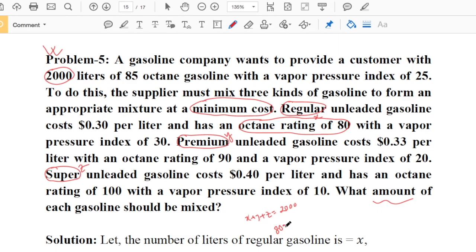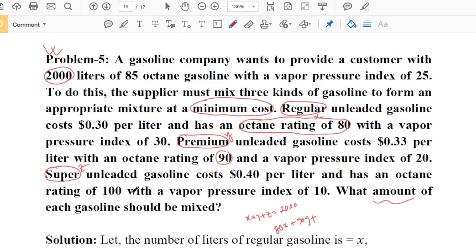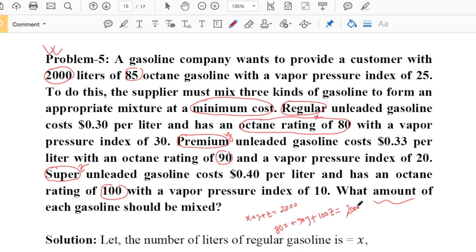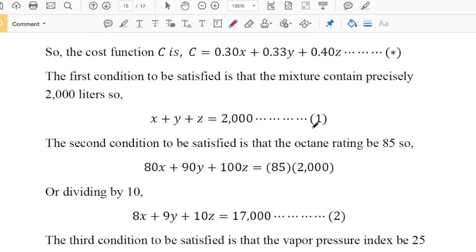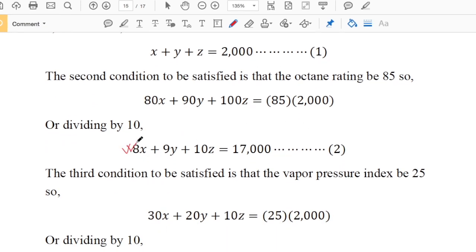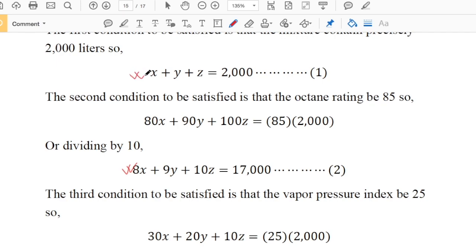Second equation will be 80x plus octane rating for the premium one, 90, so it will be 90y, plus octane rating for the super one, 100, so 100z is equal to octane rating for the mixture, 85, into 2000, since the mixture is of 2000 liters. Now dividing both sides of this equation by 10, you will get the second equation, this one, and this is your first equation.